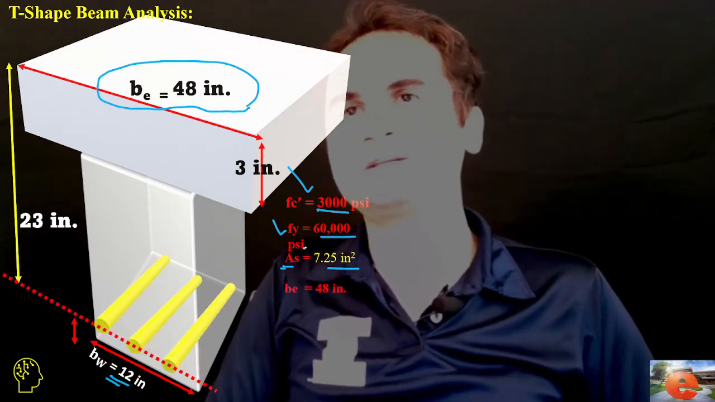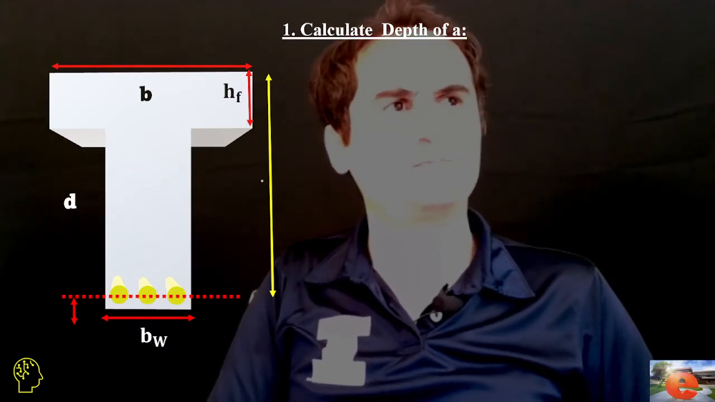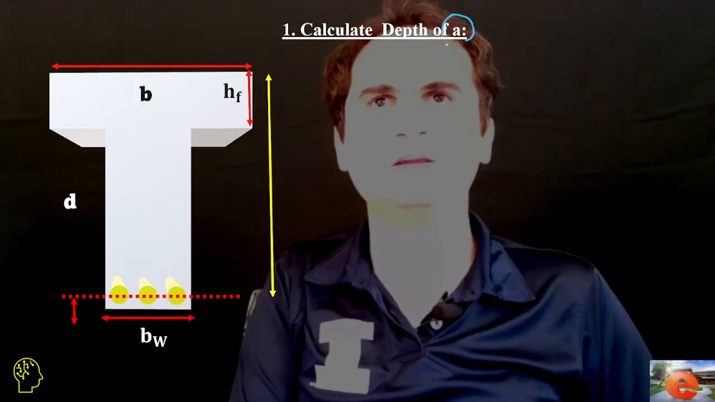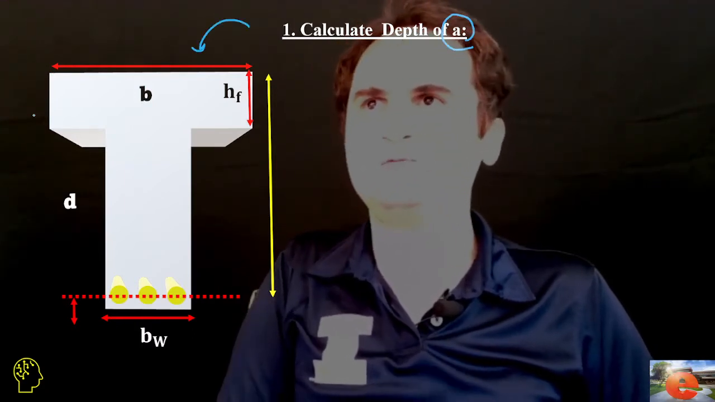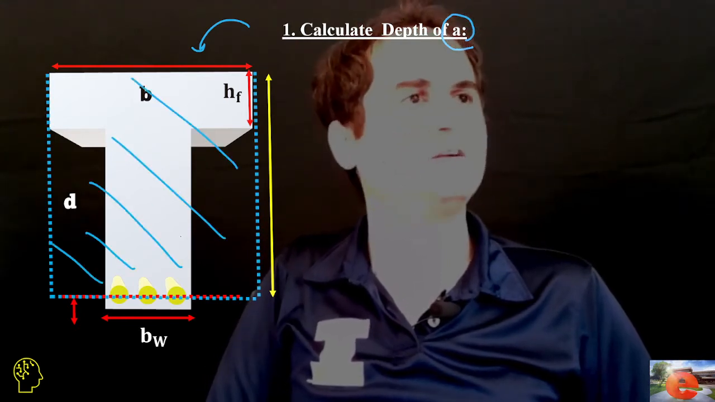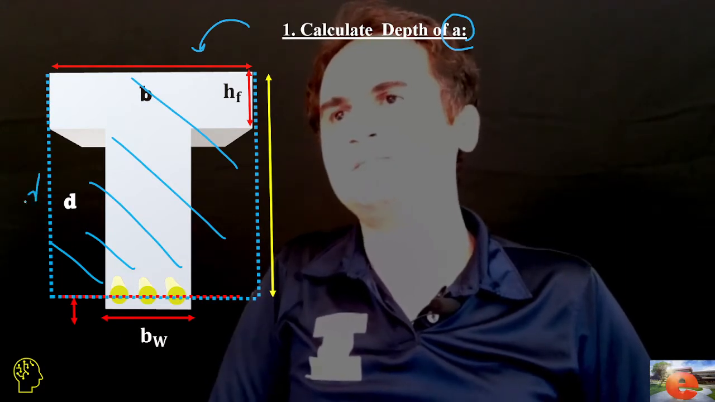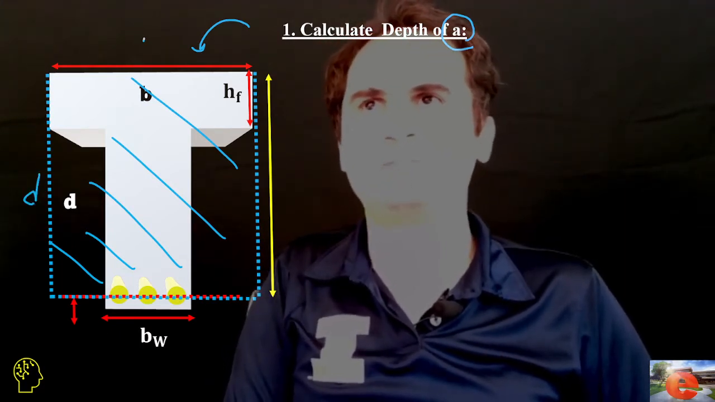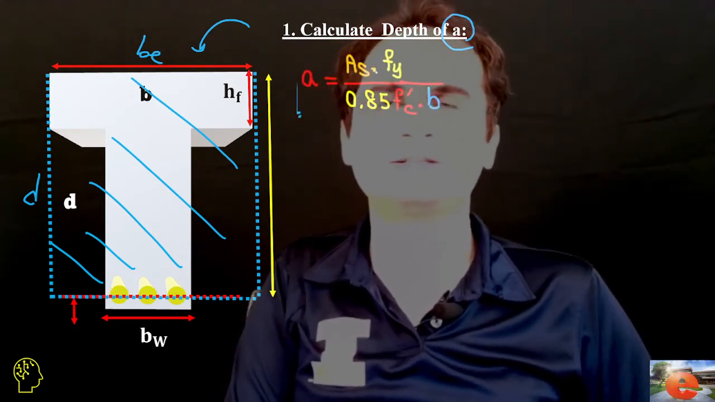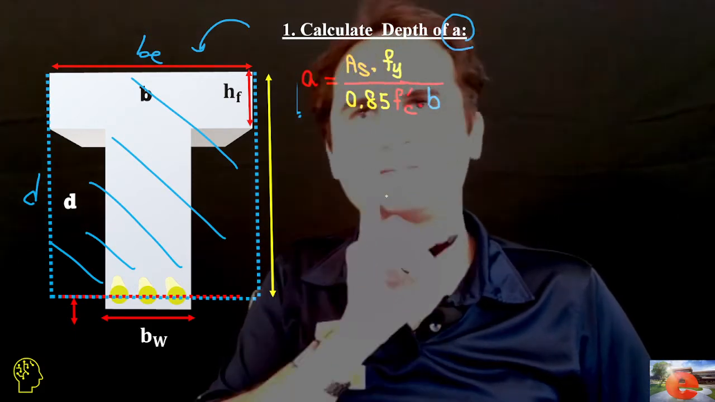So the very first check in a T-shaped section is to calculate the depth of A, if you assume our section is just a single rectangular section with the height of D and width of B. So in this case, our A is AS times Fy over 85% of F prime C times B.